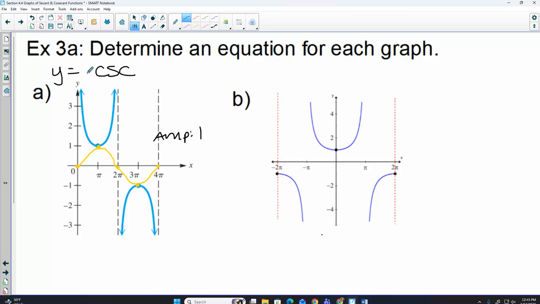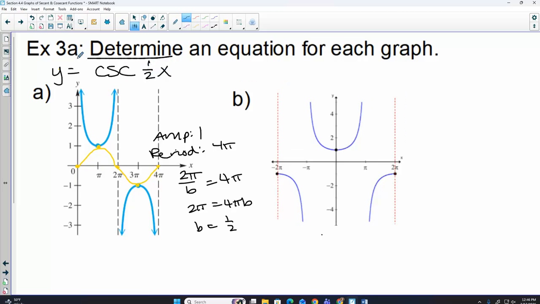Is it flipped or anything? Nope, so there's nothing else in front. Did I move up and down? No. The only thing that's different is the period. How long did it take before this repeated? 4 pi. So think about how we get it. 2 pi divided by the number in front of x had to equal 4 pi. So if you multiply, 2 pi is equal to 4 pi b, divide by 4 pi, we get 1/2. So it's just y equals cosecant of 1/2 x.